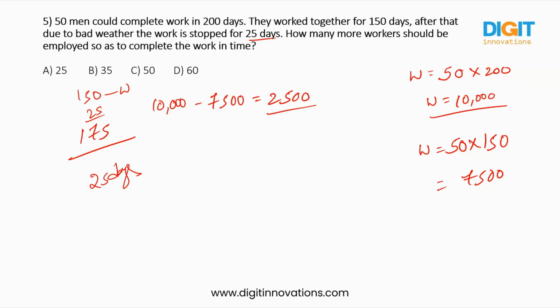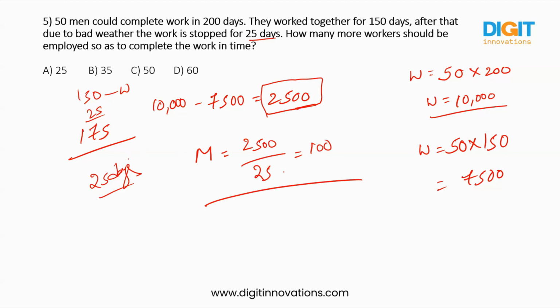2,500. Okay. So how many men should we require to complete that work? This is the thing we have to find out. So first, let us find out how many men we require to complete this work in 25 days. So men equals 2,500 by 25, which is 100. So total men we require to complete the whole work is 100 men. We already have 50 men here. So extra 50 men are required. So the answer is C. I hope you are clear.